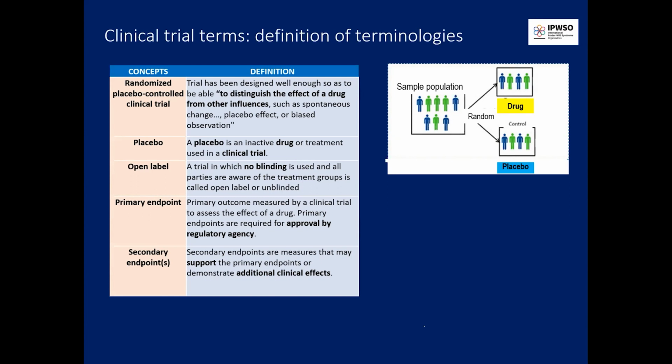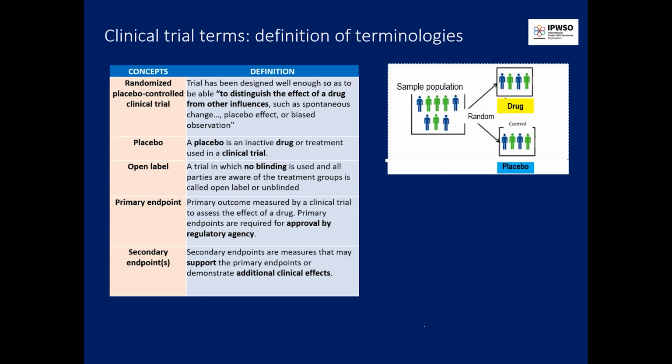So let's take an example as shown on this graph here on the right-hand side. So this represents a sample population that is supposed to represent the patient population. In a random fashion, a subgroup of the sample population is going to receive the drug. This is the drug treatment arm, whereas another sample randomly is going to be attributed the placebo. This is the placebo arm.